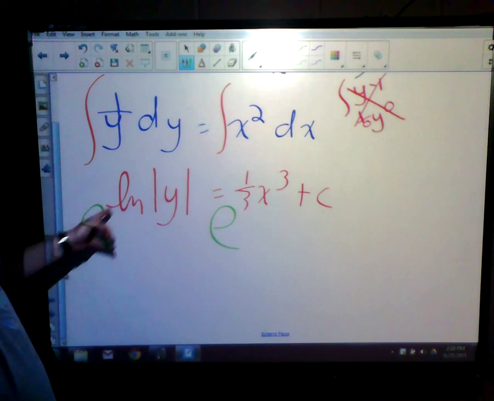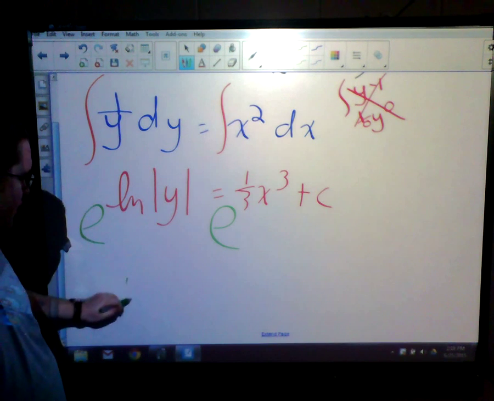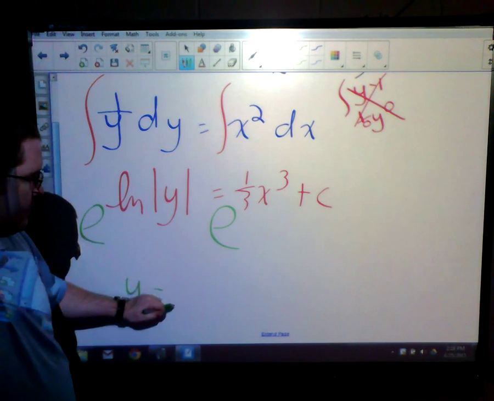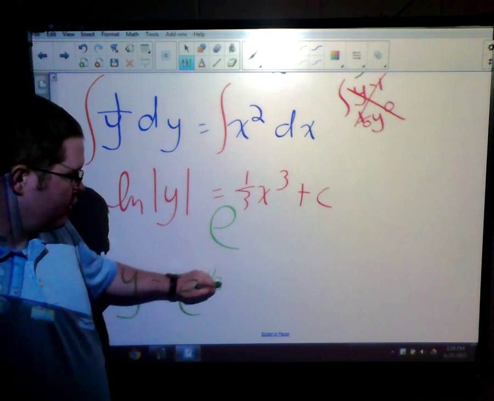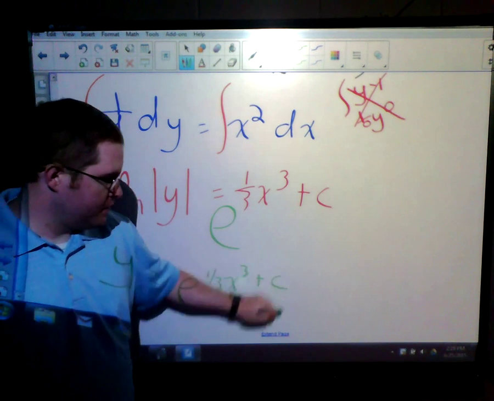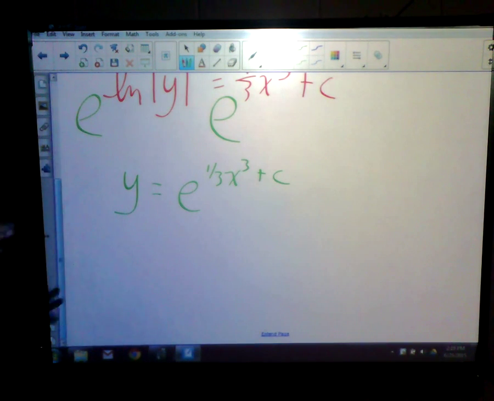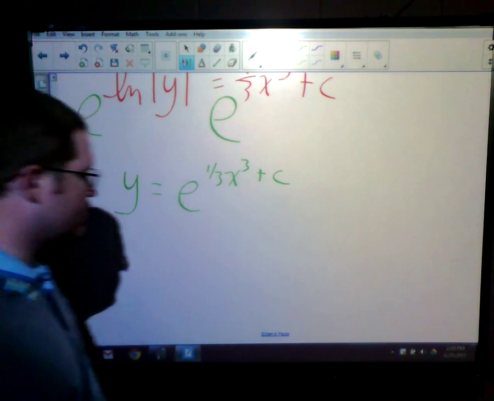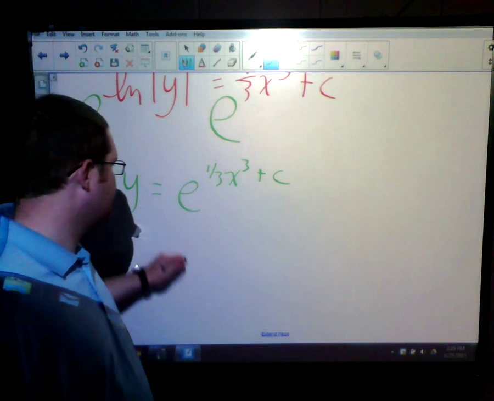On the left side, the e and the natural log are going to cancel out, and I'm just going to get y equals e to the 1/3 x cubed plus c. That answer's fine, but that's not the way you will ever see it written. Let's talk about what this right here means.